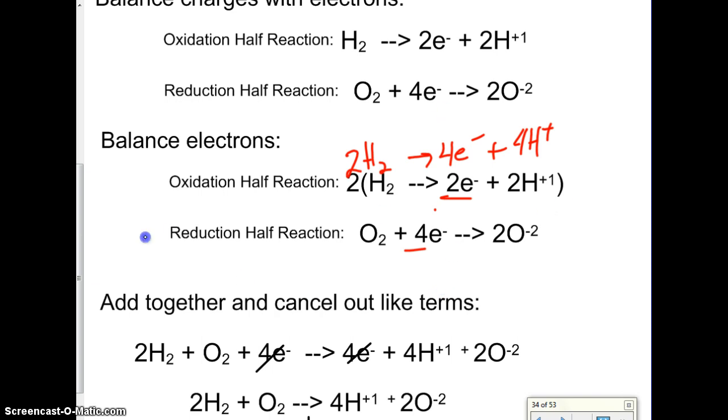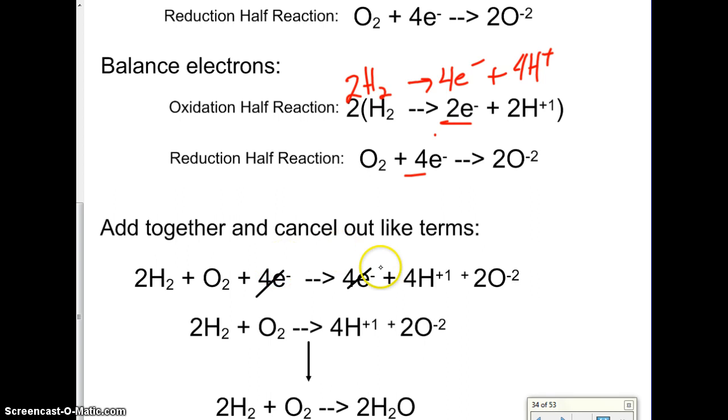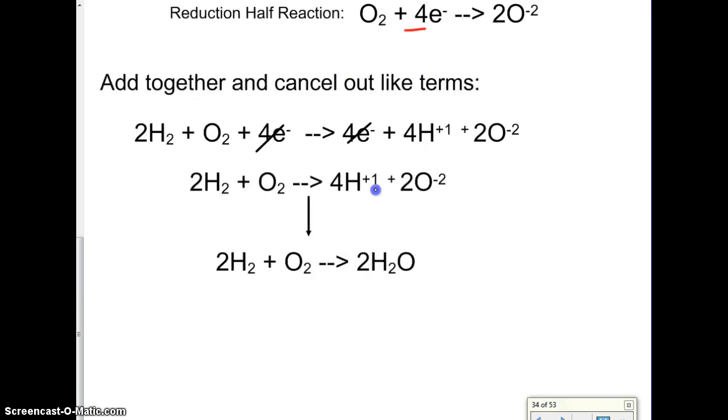Okay, at that point in time, when I add them together, which is my next step, I end up canceling out my electrons because they're on both sides of the arrow. And so if I rewrite it, I have 2H2, 1O2, forming 4 hydrogen ions and 2 oxide ions. And of course, when you simplify this further to form water, it's 2H2O on the product side. And again, this is exactly how we would balance it. Yes, oxidation reduction is just a fancy way to balance.